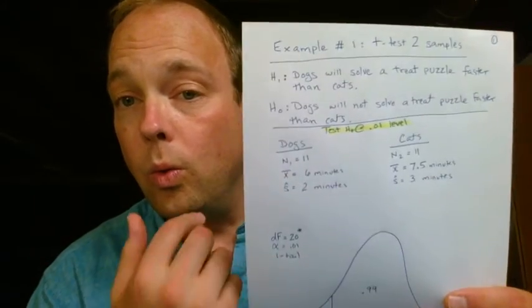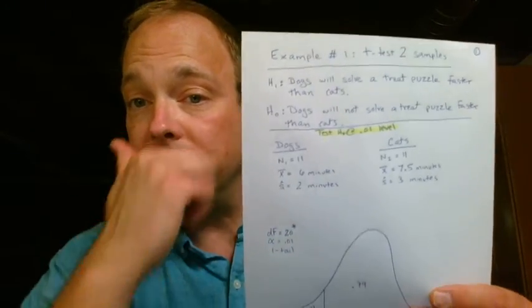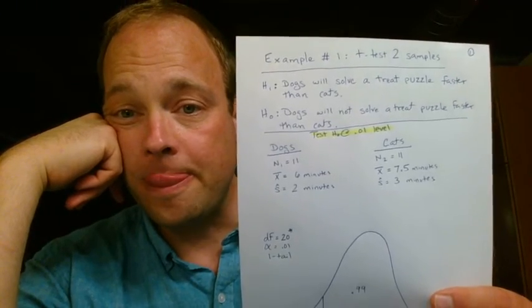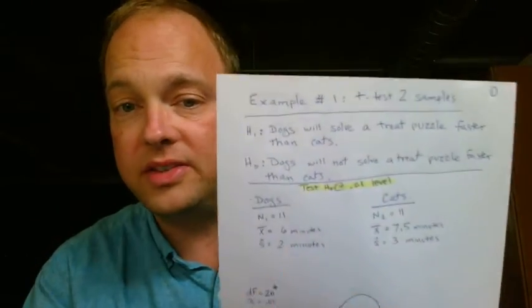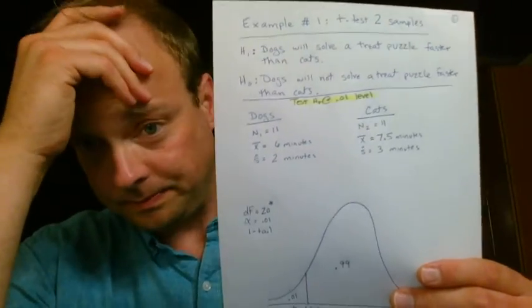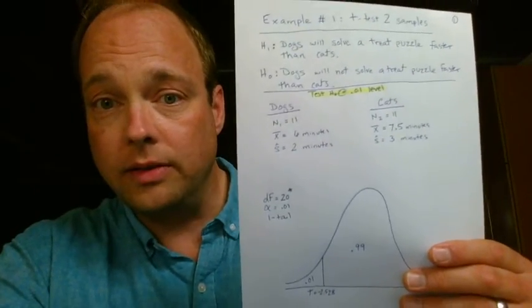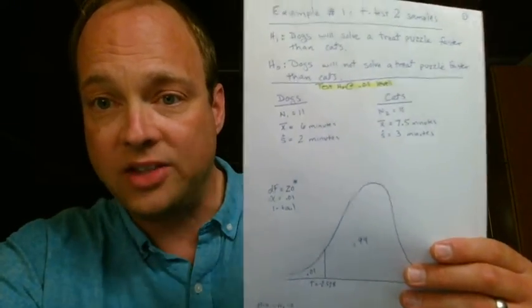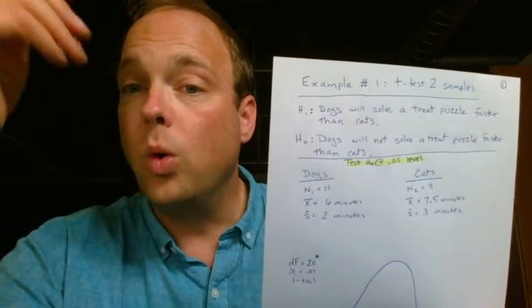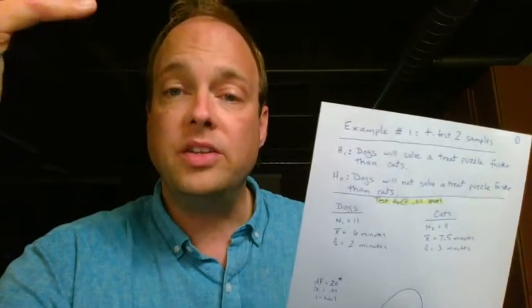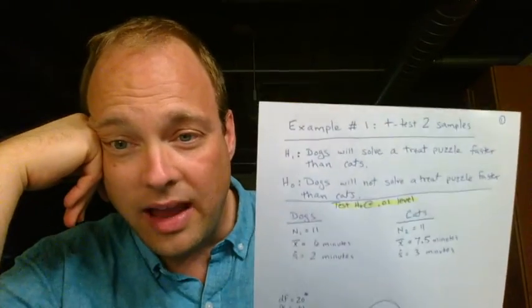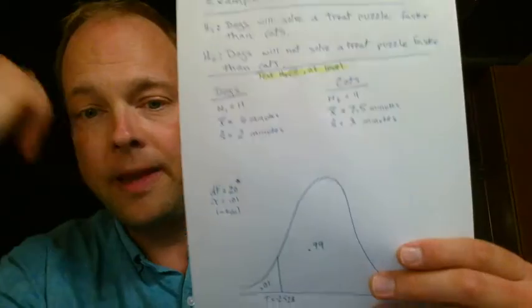Now, we already have results in the anticipated direction, don't we? Which group, dogs or cats, were faster? The dogs are faster, right? The dogs took, on average, 6 minutes. The cats, on average, took 7.5 minutes. So the dogs are faster. But were they so fast to warrant rejecting the null hypothesis? Okay, that's the question that we're going to answer using our inferential statistical testing.